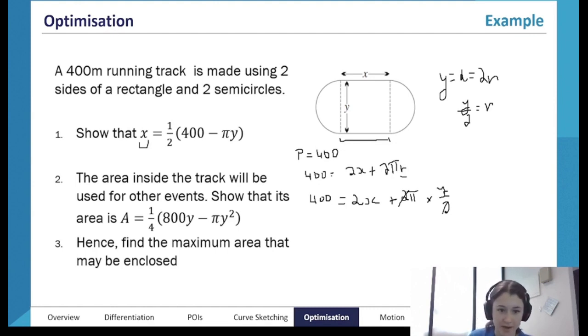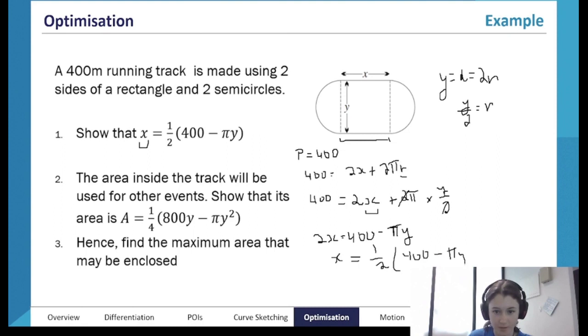So they have x isolated, which means that we need to isolate x too. So I'm going to take x over to the other side, which is going to leave us with 2x equals 400 take pi y. And then we're going to divide by 2, which is going to give us exactly the form that we have been asked to find. So this is a perfect example of where we needed to come up with an equation ourselves.